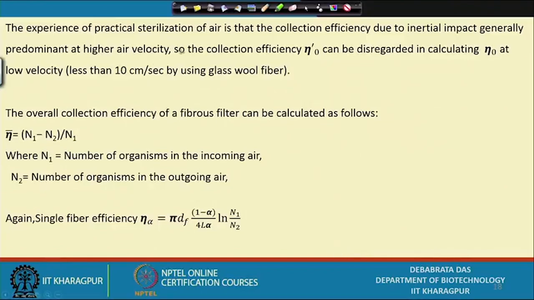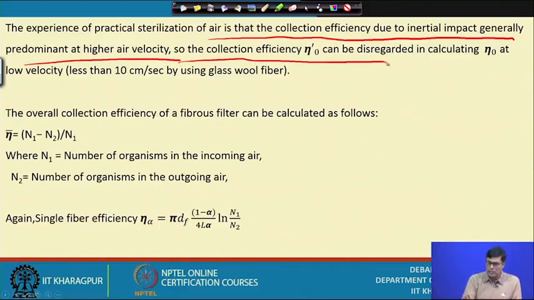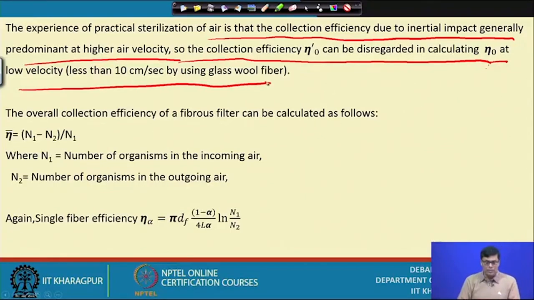The experience of particle sterilization by air is that the collection efficiency due to inertial impaction is generally predominant at the higher velocity. So, the collection efficiency eta 0 can be disregarded, and eta 0 is calculated at a low velocity, less than 10 centimeter per second. In the case I showed you, at a higher velocity the particle separated due to inertial impaction is considered.